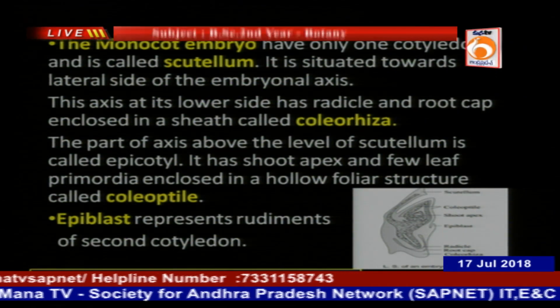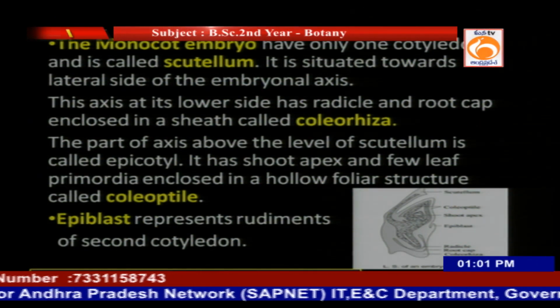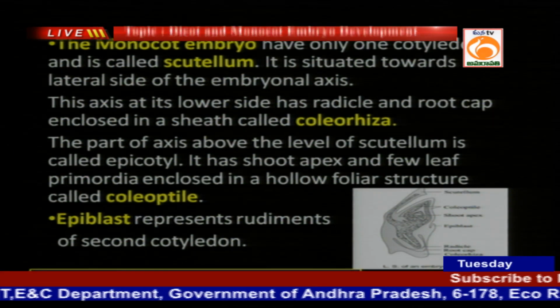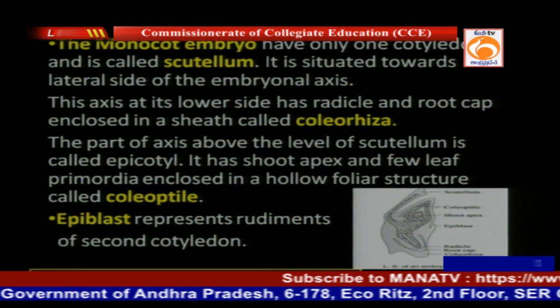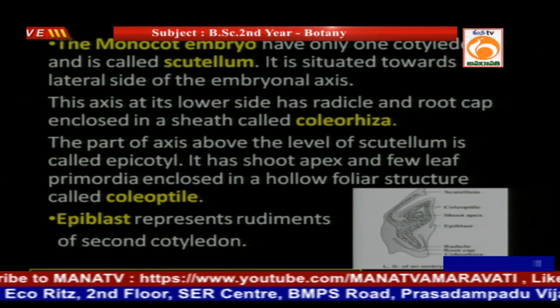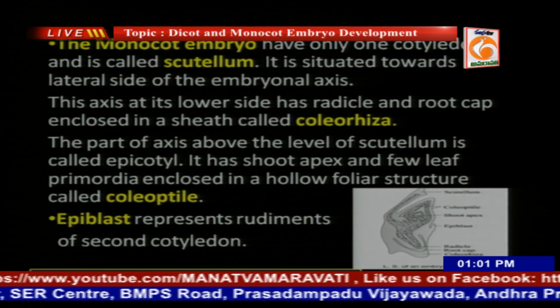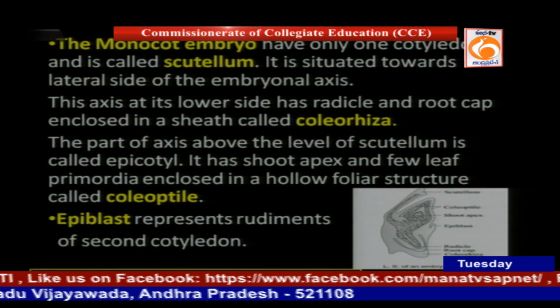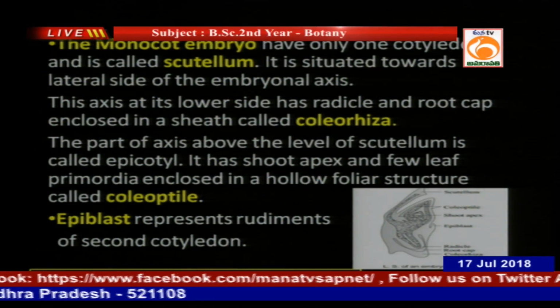The axis at its lower side, that is the lower side of the embryonal axis, is called radicle, and its root cap is enclosed in a sheath called coleorhiza, and the part of the axis above is called epicotyl and enclosed in a foliar structure, coleoptile, and the epiblast is another structure which is showing the rudiments of the second cotyledon.